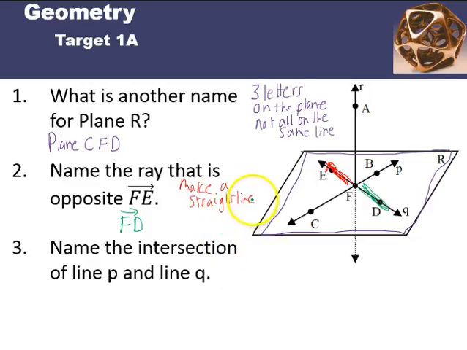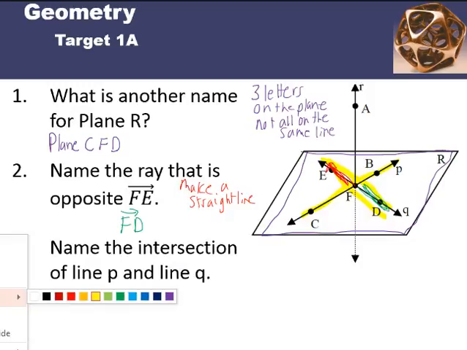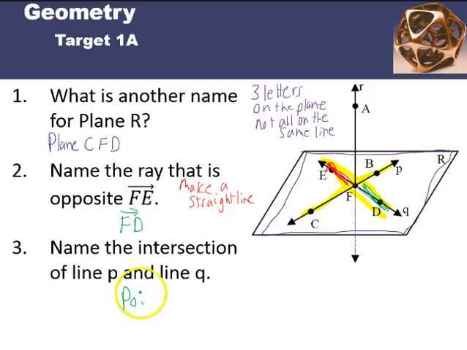Okay, and then we need to find the intersection of line P and line Q. So let me get another pen. So it's line P. So here's line P, this yellow line. And here's line Q, this yellow line also. And where do they intersect? Yep, at that point F. So I'm going to say point F.